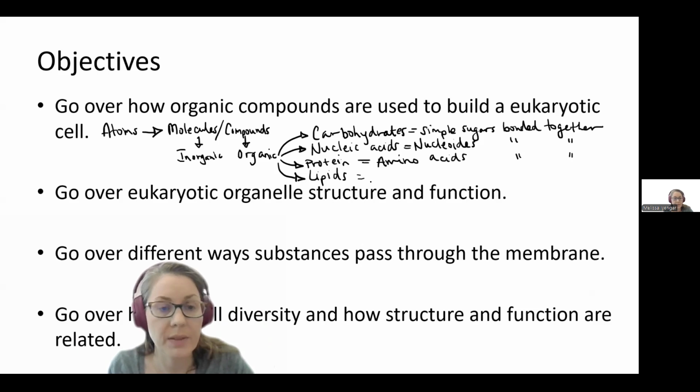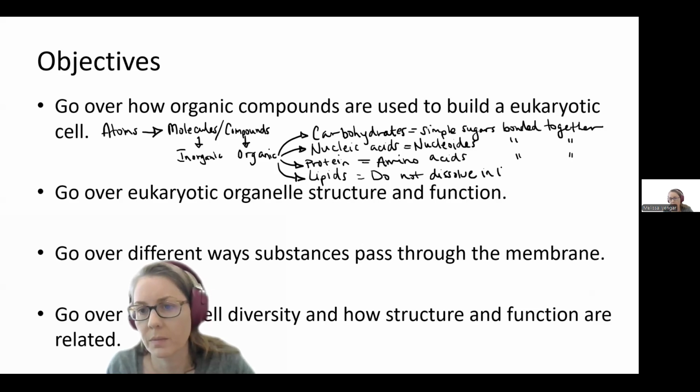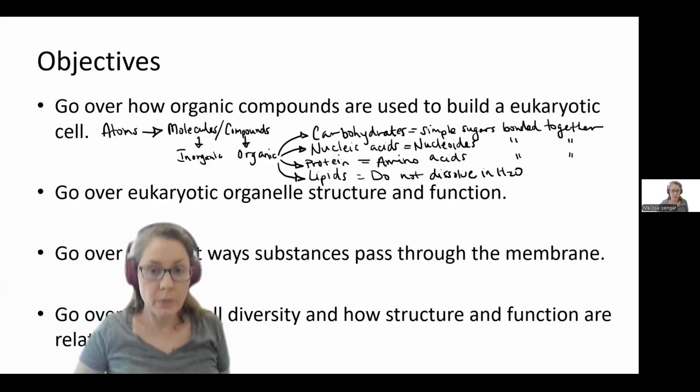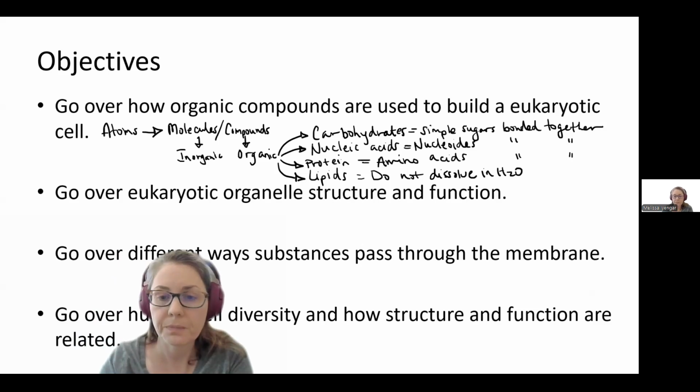Lipids. Lipids do not have a subunit. Lipids do not dissolve in water. That is the reason why they are a group. And this is the reason why we need lipids to help us build our cell.